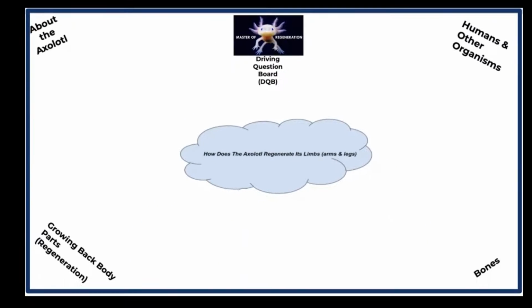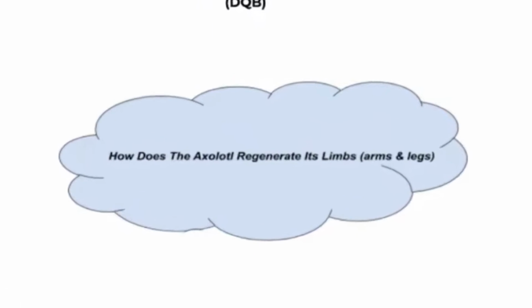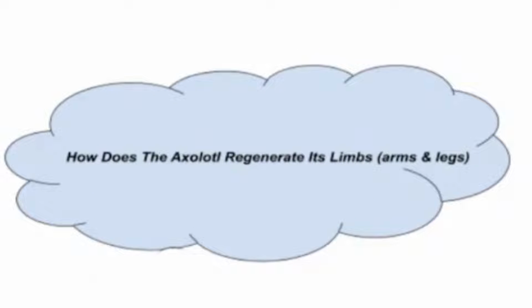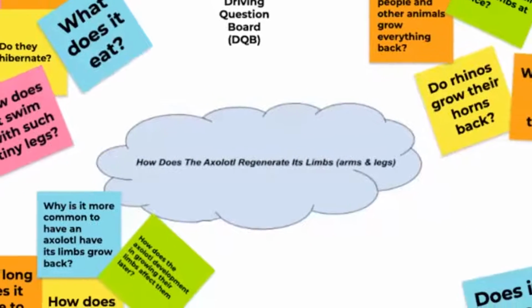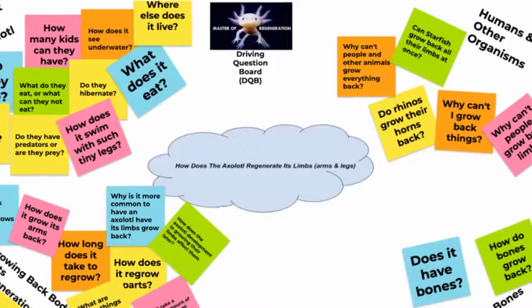You can use a large sheet of paper or a bulletin board. The driving question is on the board. How does the axolotl regenerate its limbs? And all the student questions will be recorded. These are the questions that were generated, and they've been categorized.